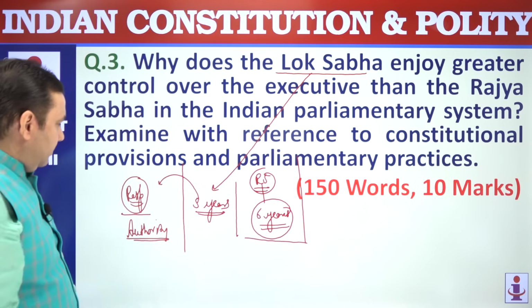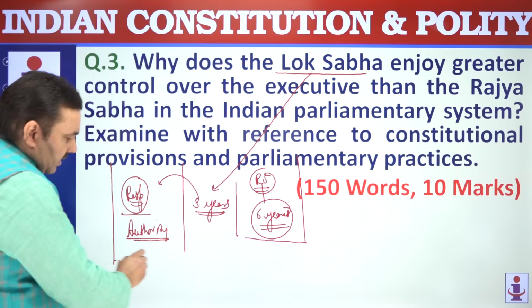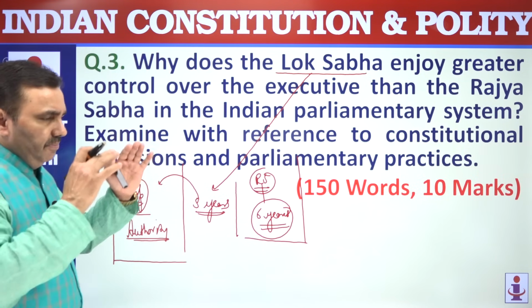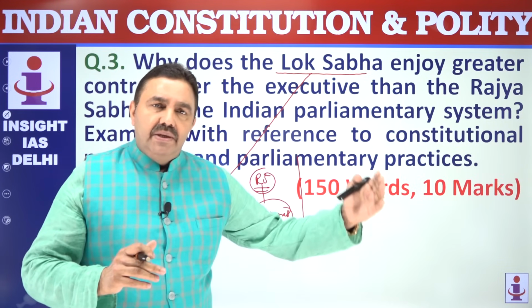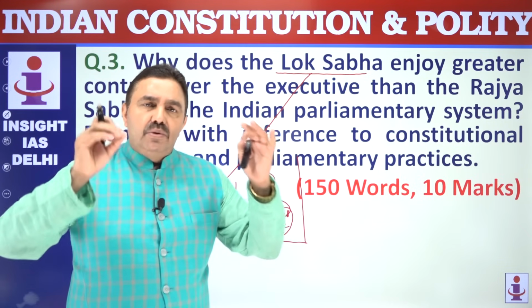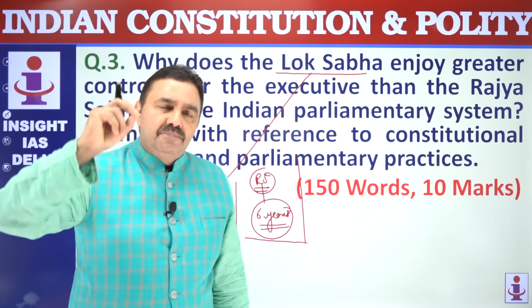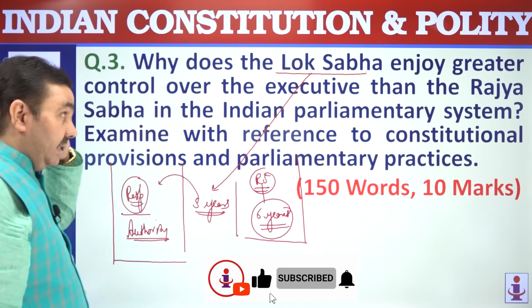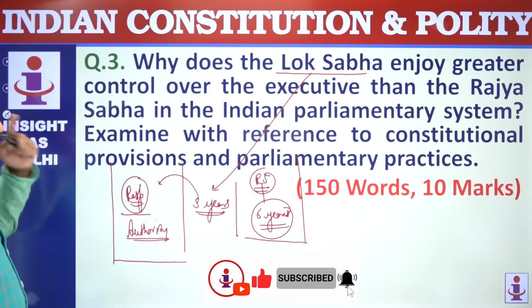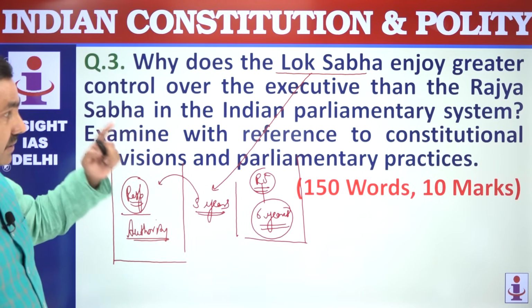Lok Sabha members represent a specific constituency. Lok Sabha members are accountable to the people of their constituency. They have to go back to the people's court once again after 5 years to get their votes. So they have to work in accordance with the desires, needs and aspirations of people. That's why Lok Sabha has greater authority. Lok Sabha has greater control over the executive than Rajya Sabha.